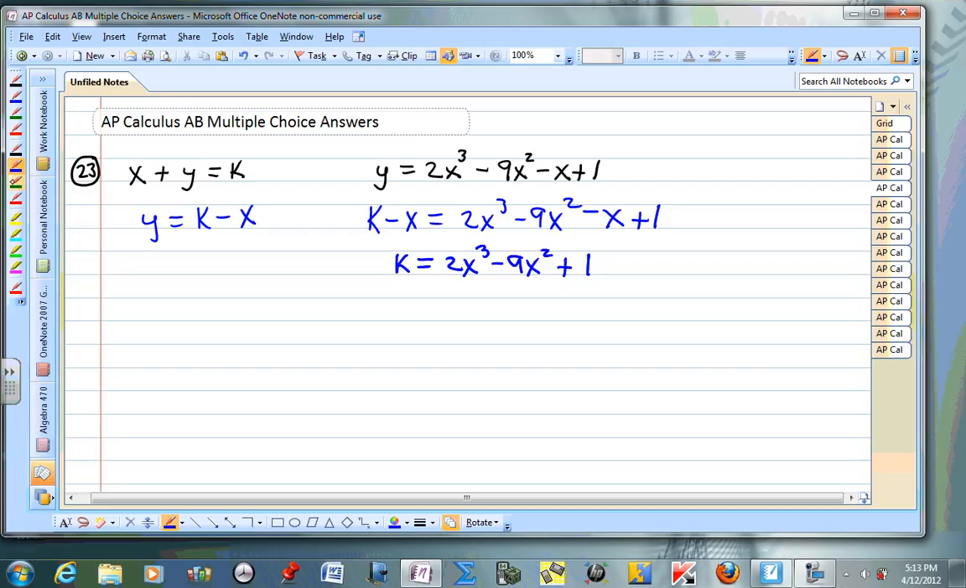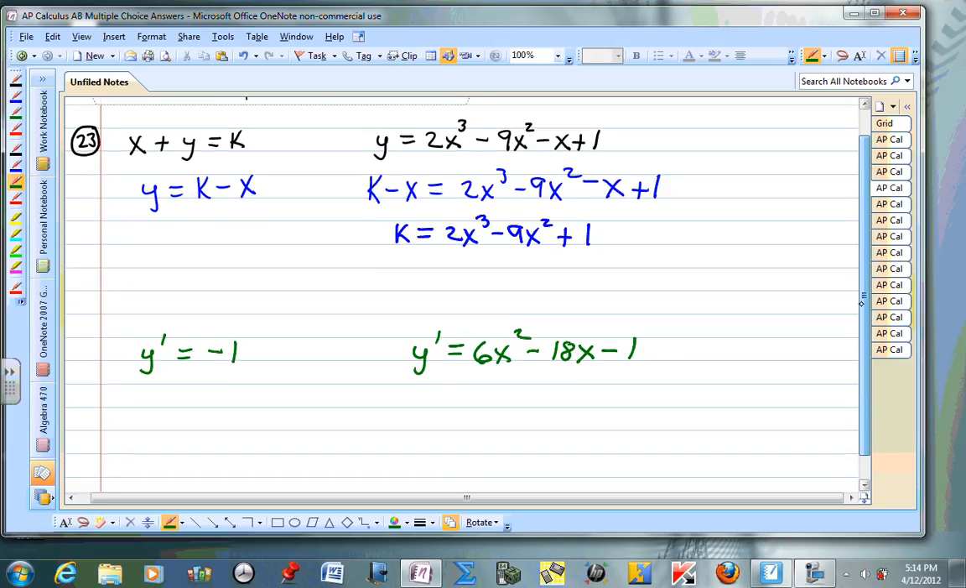So remember something else. If these graphs are tangent, that means their slopes will be the same, and therefore their derivatives will be the same at some value of x. So we get y prime for the first equation. The derivative of k, the constant, is 0. And the derivative of minus x is negative 1. Now if we come over to the second equation and find its derivative, we get y prime is 6x squared minus 18x minus 1, and then plus 0.